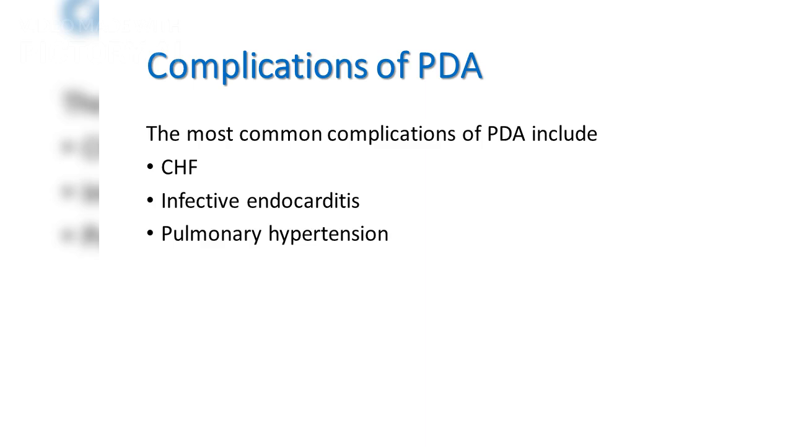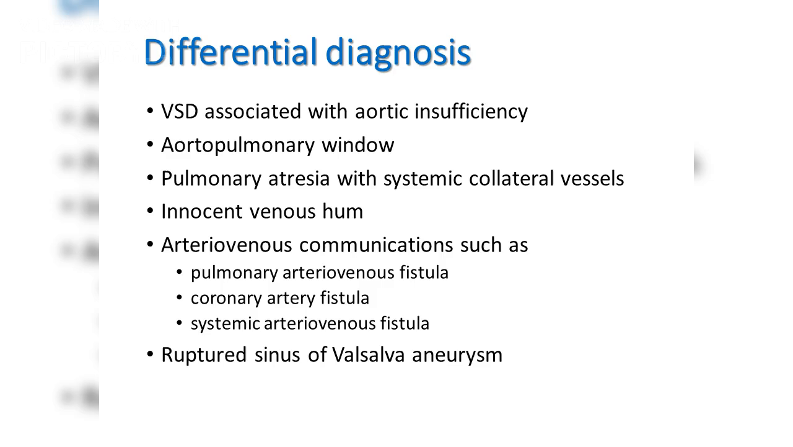Common complications of PDA include congestive heart failure, infective endocarditis, and pulmonary hypertension. Differential diagnosis for PDA includes VSD with aortic insufficiency, aortopulmonary window, pulmonary atresia with systemic collateral vessels, innocent venous hum, and various arteriovenous communications.